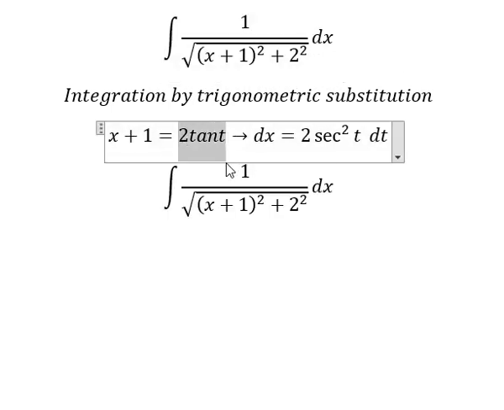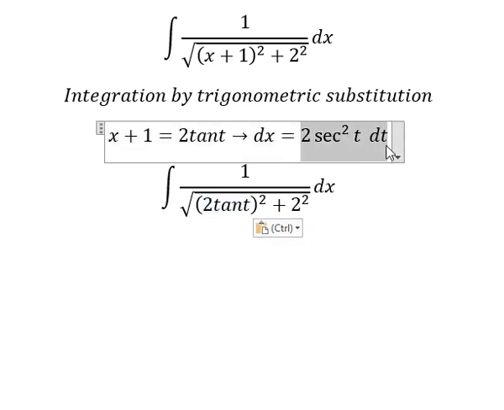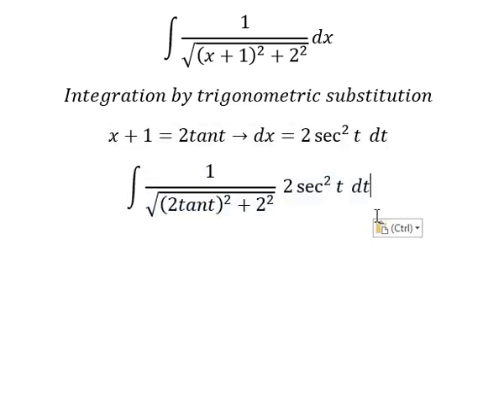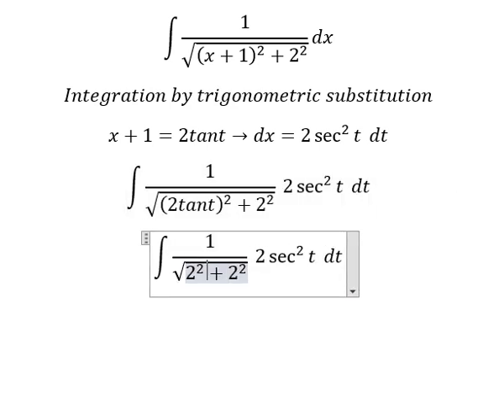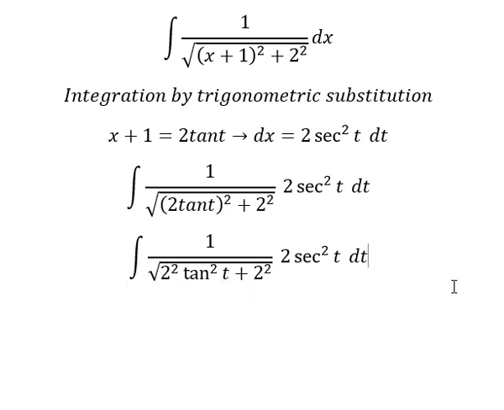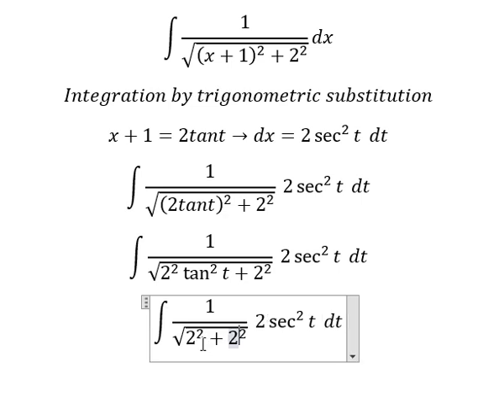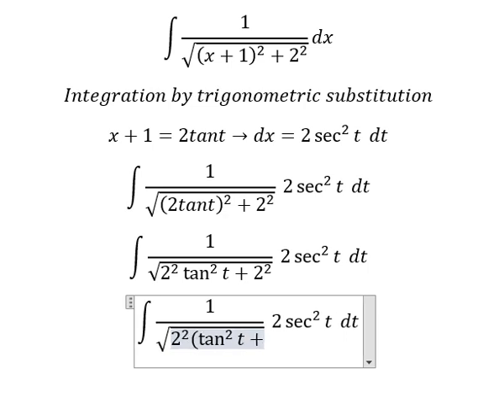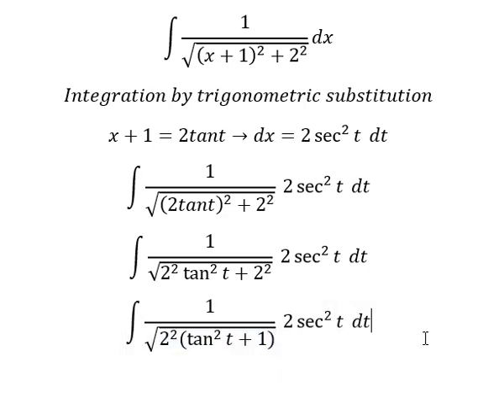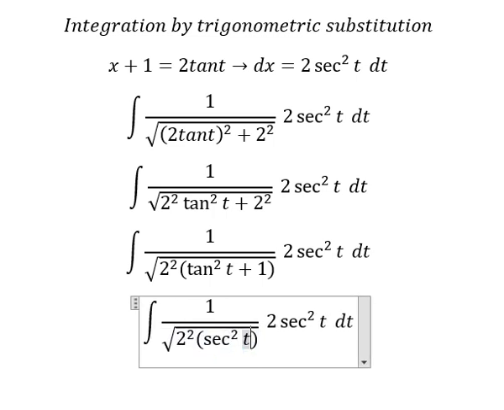So I will put this one goal here. The x we change for this one. So this one that is about 2 square tan t square. So 2 square, 2 square, we can do factorization. So this one that is about secant of t square.